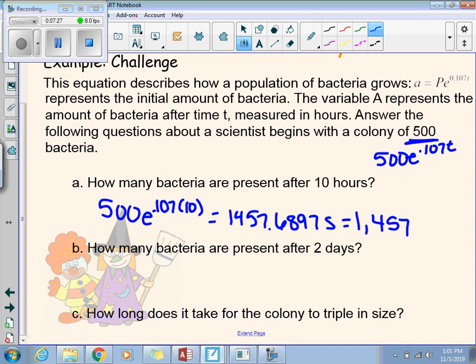Okay, the second question we have there is how many bacteria are present after 2 days. Now, 2 days, we're going to have to convert to hours. Remember, there are 24 hours in a day. So in 2 days, there would be 48 hours.